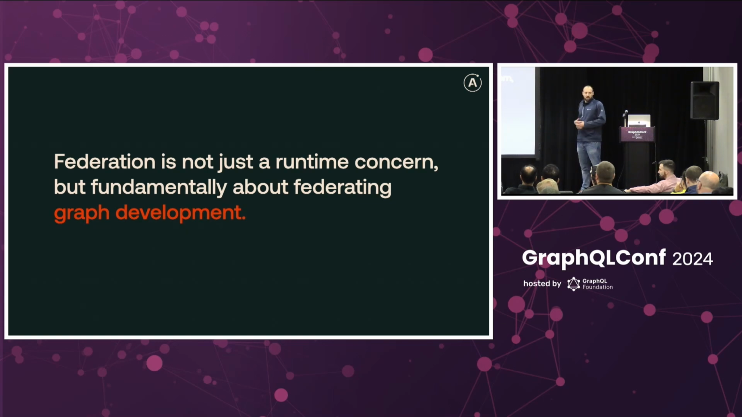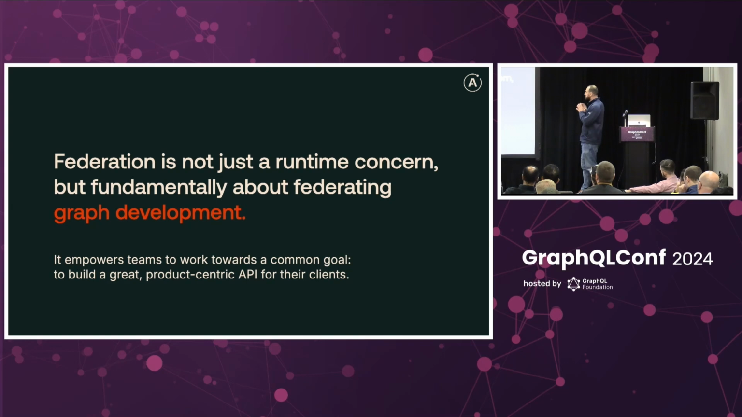Federation is not just a runtime concern, not just something that talks about distributed execution, about taking requests from underlying schemas and mapping those to a combined response. It's fundamentally about federating graph development. You have a shared goal. You want to work on a great API for your clients. And ideally, it's an API that is product-centric. It really represents the needs of the client and not just the properties of the underlying systems that, at this point in time, happen to underlie those capabilities.